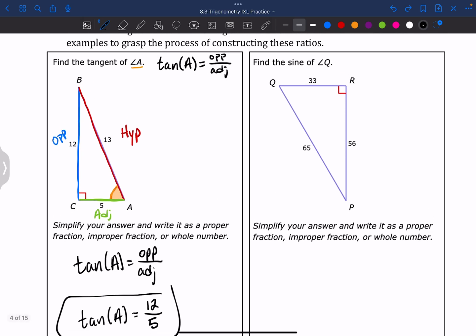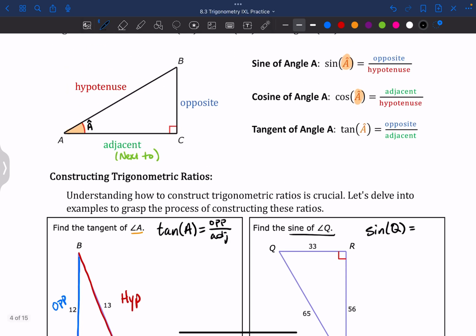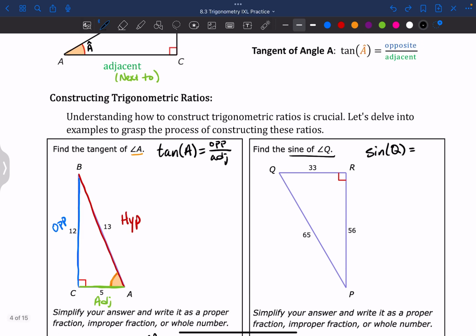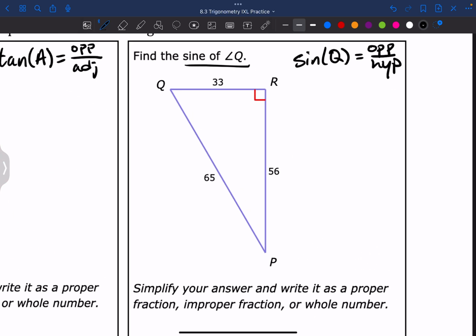So let's dive into another one so you can get some more practice. Let's take a look at it. We're going to find sine of Q, so sine of angle Q. If I look up here, sine is this one. It is literally opposite over hypotenuse. So opposite over hypotenuse. Now I just need to label my triangle.